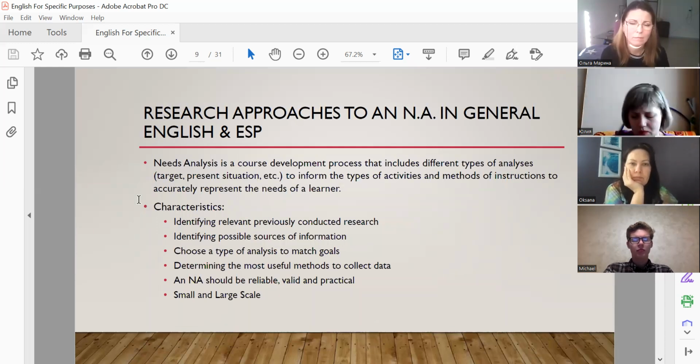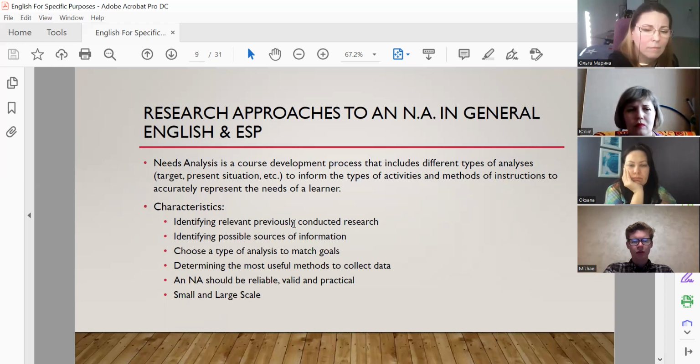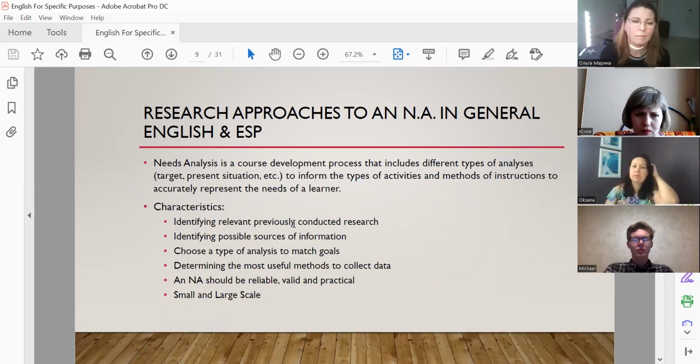So, research approaches to needs analysis in general English and English for specific purposes. Needs analysis is a course development process that includes different types of analysis. So we have target, present situation, etc., to inform the types of activities and methods of instruction to accurately represent the needs of a learner. What are some of the characteristics? Identifying relevant, previously conducted research. So if there is previous research into that, you need to make use of it. If you're talking about IELTS, then there is plenty of research, so you can make use of it.